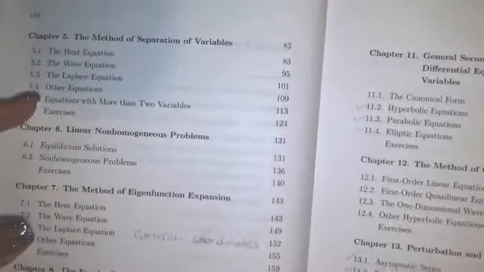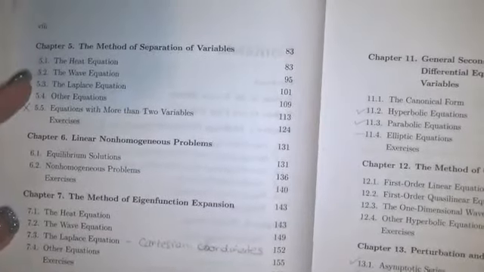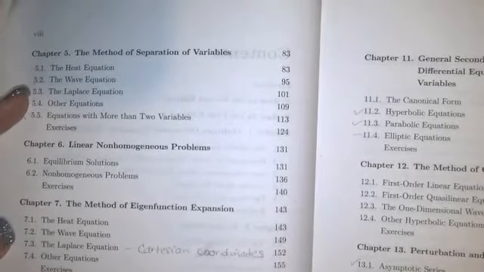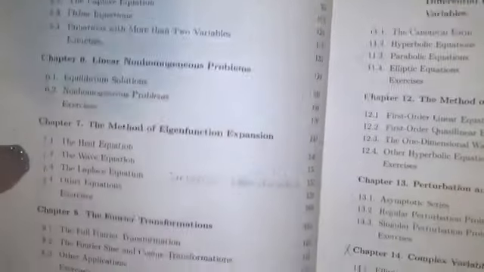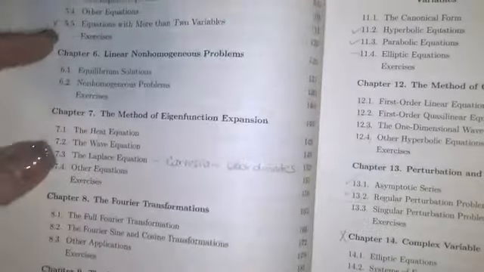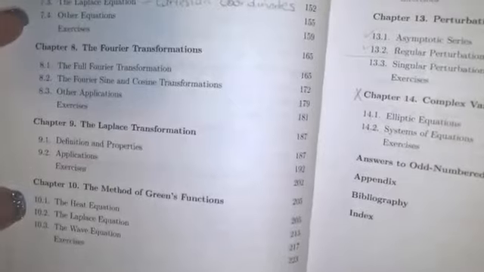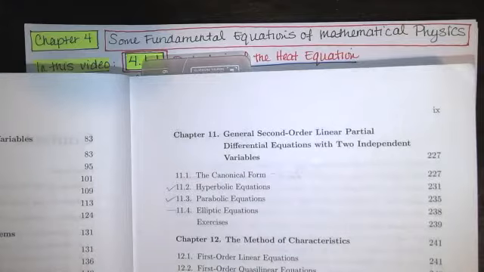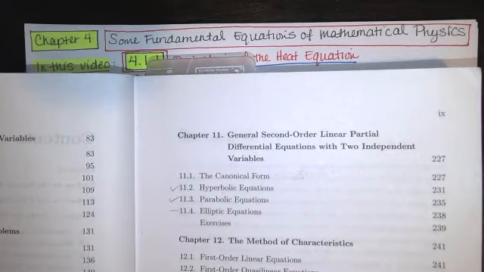If you go through this text in chapters 5 and 7, we will learn methods for solving these equations. So we'll apply the method of separation of variables to homogeneous equations, and we'll look at the wave equation, heat equation, and Laplace equation. And then we'll look at eigenfunction expansion in chapter 7. And then in chapter 10, we'll use the method of Green's functions to look at those. And then in chapter 11, finally, we'll say the heat equation, wave equation, and Laplace equation are very special forms of those linear second order partial differential equations.